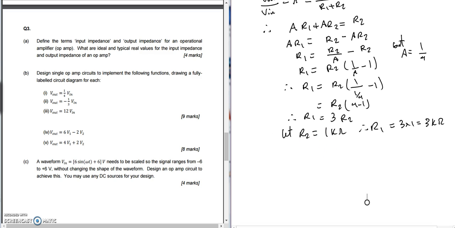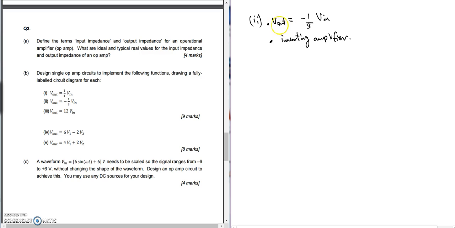For part 2, we need to design an amplifier where Vout is equal to minus a third Vin. So as you can notice here, it's negative. So the output is the negative of the input voltage. Therefore, it's an inverting amplifier. Therefore, this is the configuration of the inverting amplifier. You need feedback at the negative terminal with a resistor R2, and then here the other R2. This is Vin, this is R1, and this is grounded.